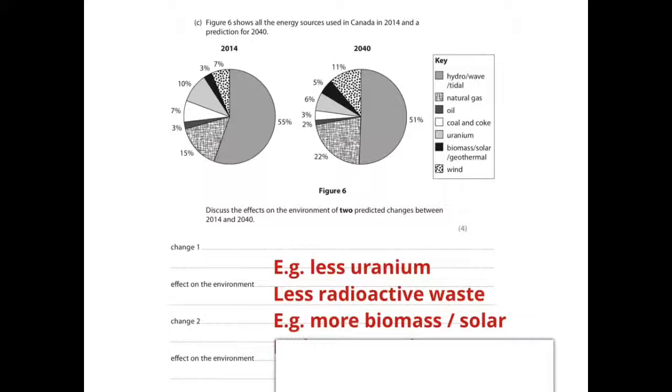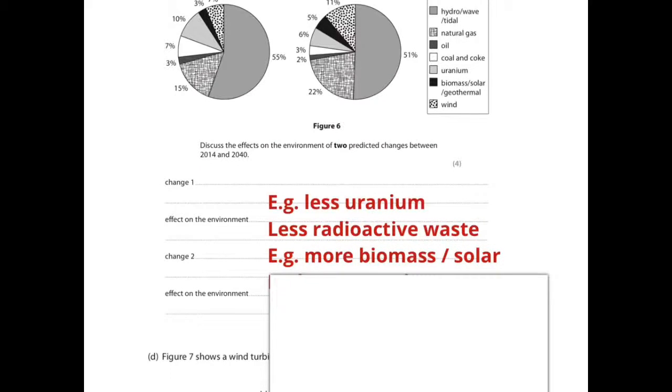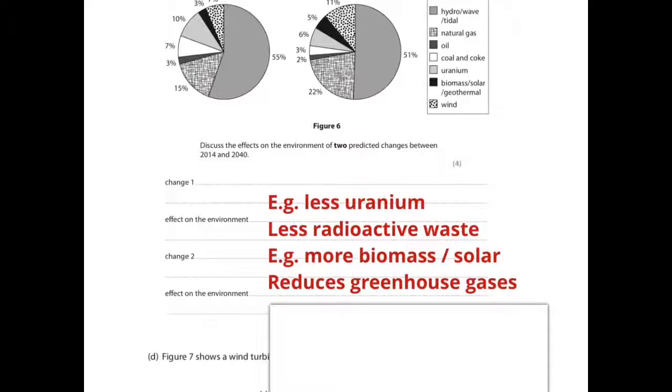So if we're using more renewable energy resources, like solar or biomass, we're going to reduce greenhouse gas emissions. So solar, obviously there'll be no greenhouse gas emissions, but burning coal, oil and gas, they're fossil fuels, they release carbon dioxide into the atmosphere and contribute to climate change, global warming and climate change.